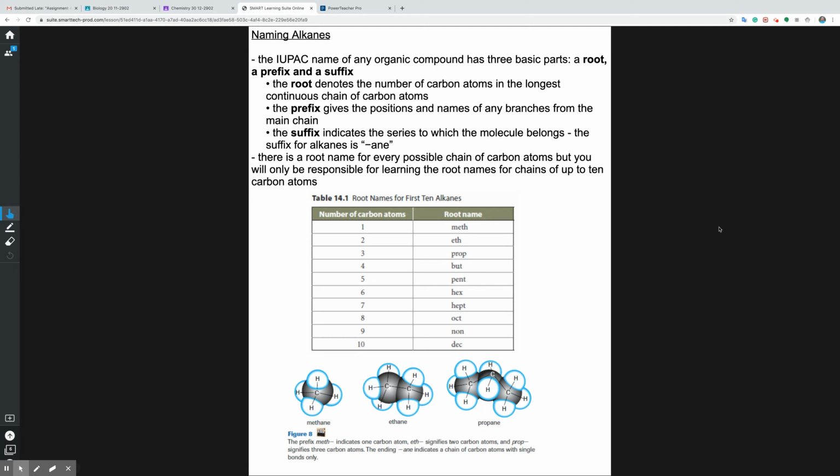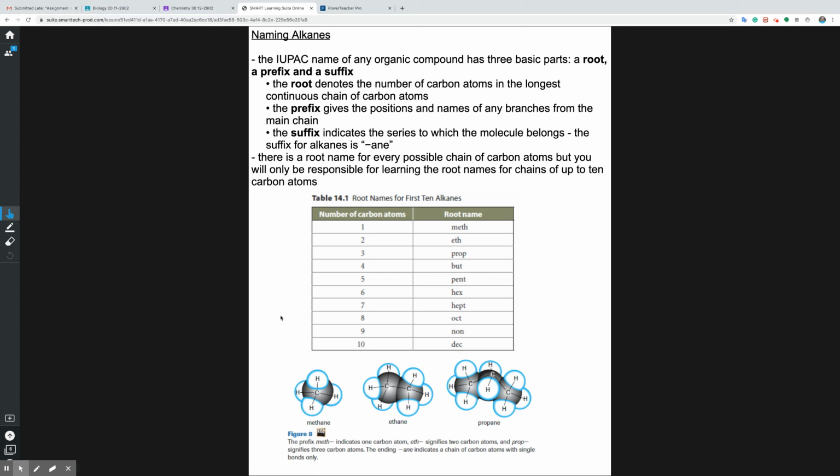Each organic compound has three basic parts: a root, the main part of the name, a prefix, which goes before, and a suffix that comes after. The root denotes the number of carbons in the longest continuous chain of carbon atoms. The prefix gives the position and names of any branches coming off the main chain, and the suffix tells us what kind of family it belongs to. For alkanes, the suffix is -ane. There is a root name for every possible chain of carbon atoms, but you only have to be responsible for learning the root names for the first 10.